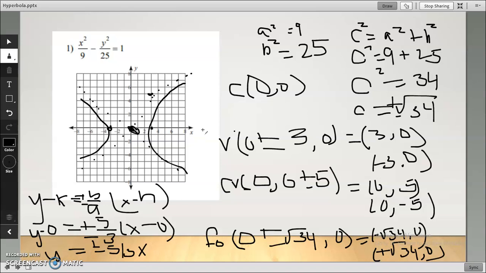Foci are at plus square root 34 and minus square root 34. Square root 34 is around 4.8, so it's around 6. So a little dot right here and a dot right there. Okay.